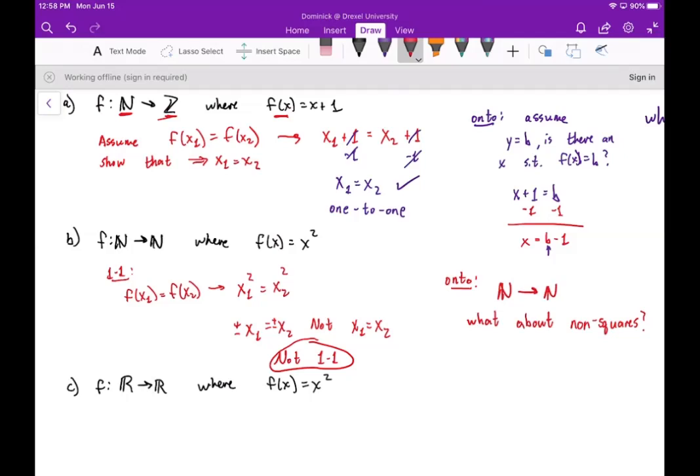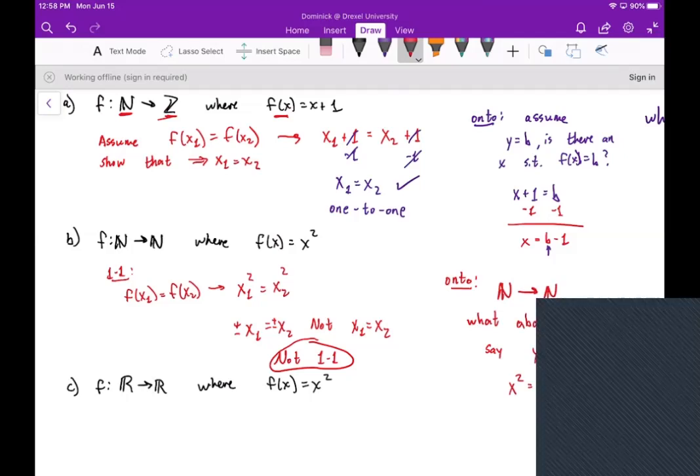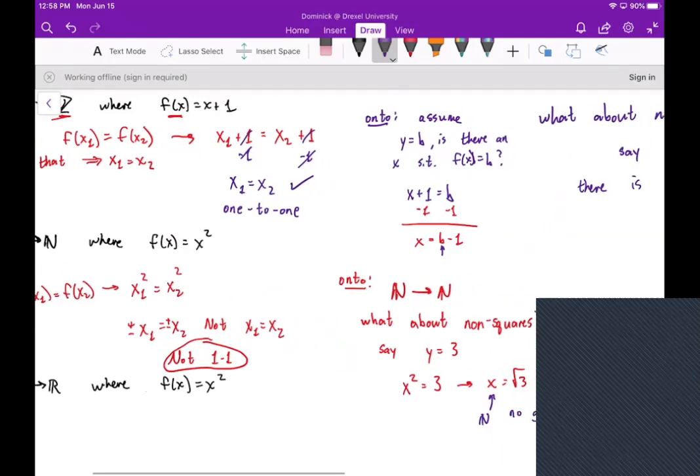What if we had, say, y is equal to 3? Well, if y is equal to 3, then I would need to take a number squared and get 3. So I would need x to be the square root of 3. Well, again, x is in the natural numbers, so this is no good. So again, this is not onto.